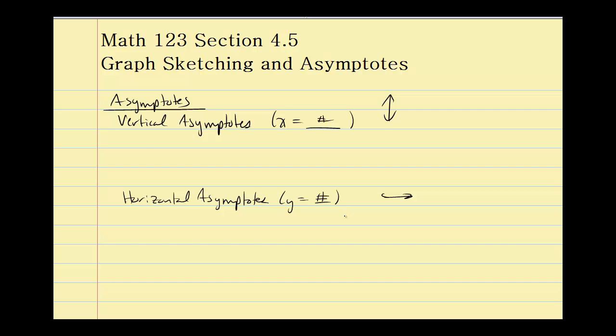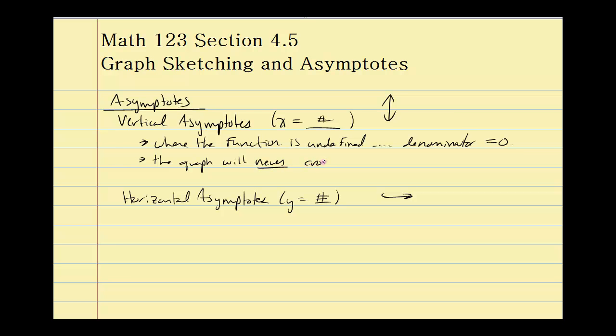Now, a vertical asymptote occurs where the function is undefined. An easy place to find where the function is undefined is to figure out what makes the denominator equal to 0. That's where we'll have a vertical asymptote. Now, the graph will never cross a vertical asymptote. And a lot of times we use VA to represent vertical asymptote. So again, a graph will never cross a vertical asymptote.